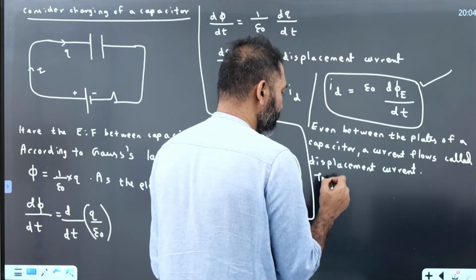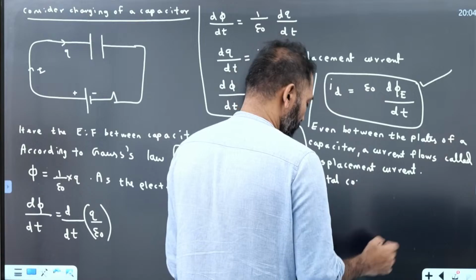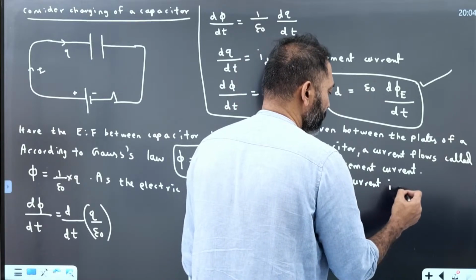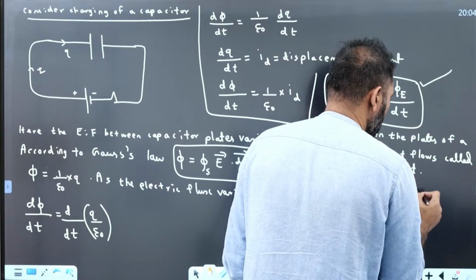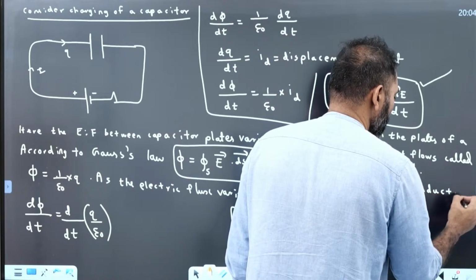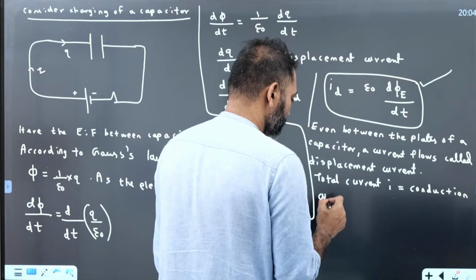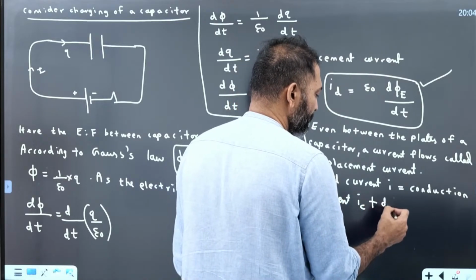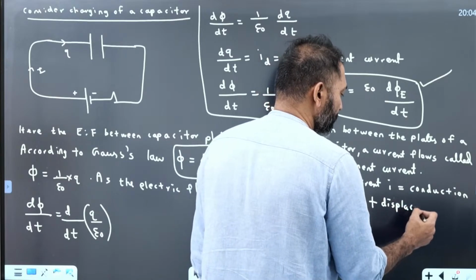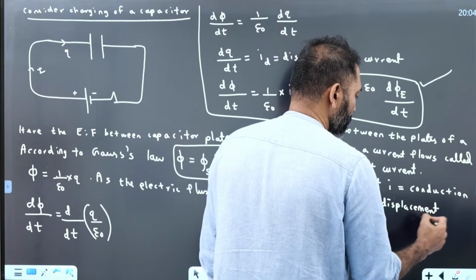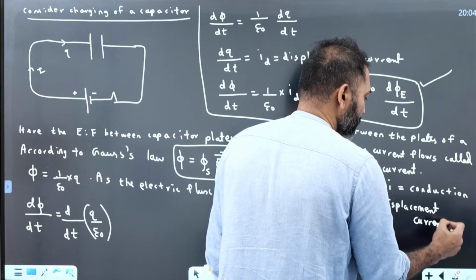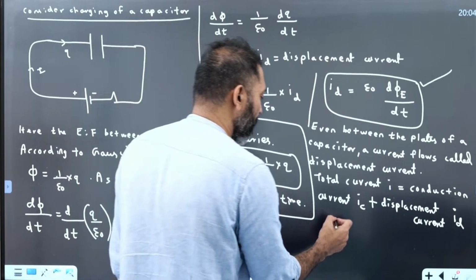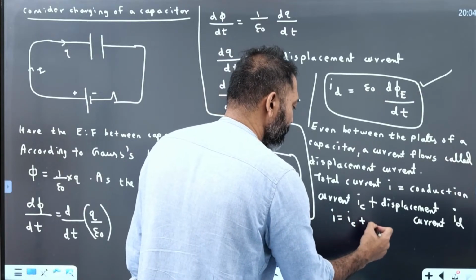So total current I is equal to what? Total current I is equal to conduction current I suffix C plus displacement current I suffix D. That is the total current. Total current I is equal to conduction current plus displacement current.